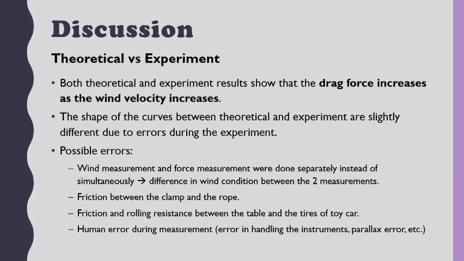And finally, human error during measurement, which can be in the form of error in handling the instruments, for example, shaky hands when holding the rulers, or when holding the pump or the compressor nozzle, and also parallax error when measuring the displacement using the ruler, and many other possible errors.